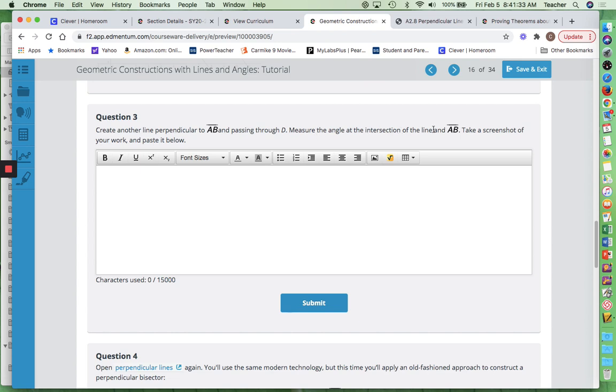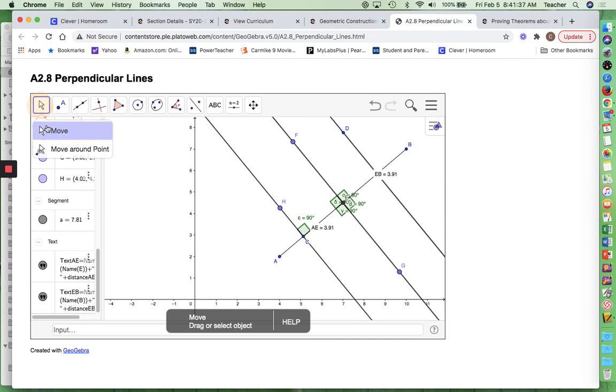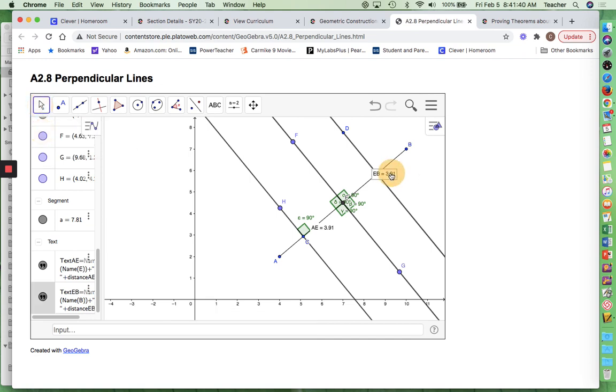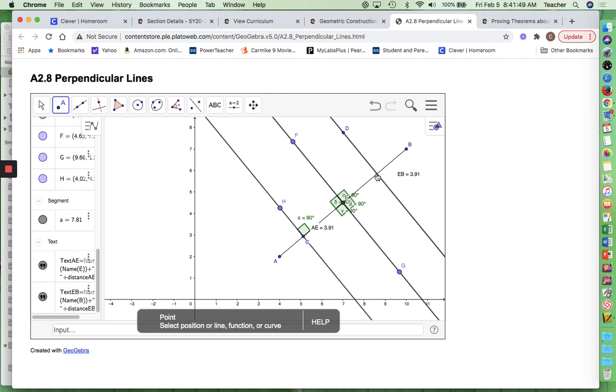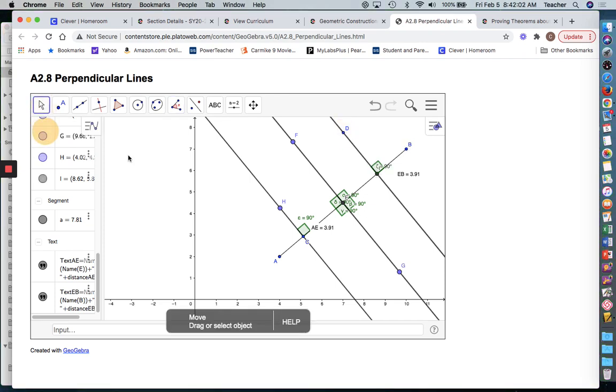I've got to find the measure of the intersection and then take a screenshot. Okay, well this time I'm going to have to move this little EB written statement right here because I've got to have a little dot here for me to find the measure of the angle. So I'm going to put a point at the intersection. Now I can find the measure of the angle. And remember, I've got to go in a right circular motion. So I'm going to click on B, the I that I made, and the D, and it's going to pop up 90 degrees. I'm going to move this so you guys can see it.